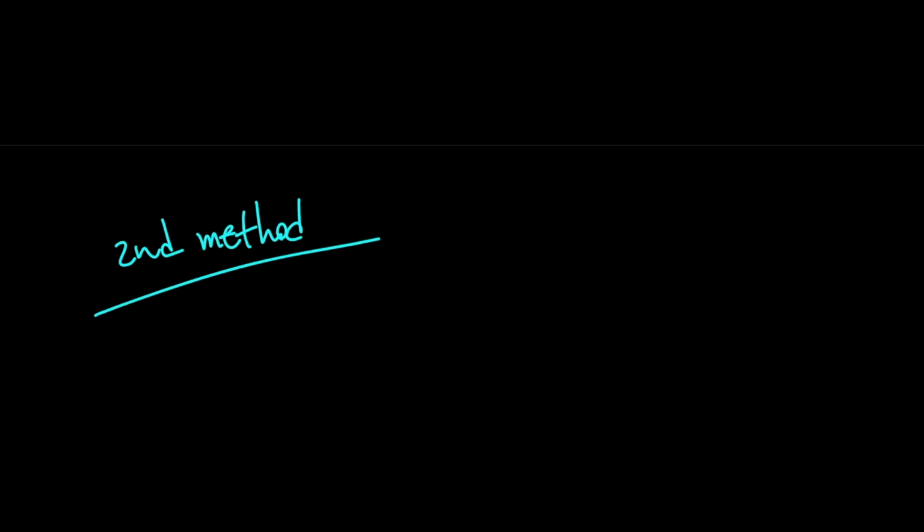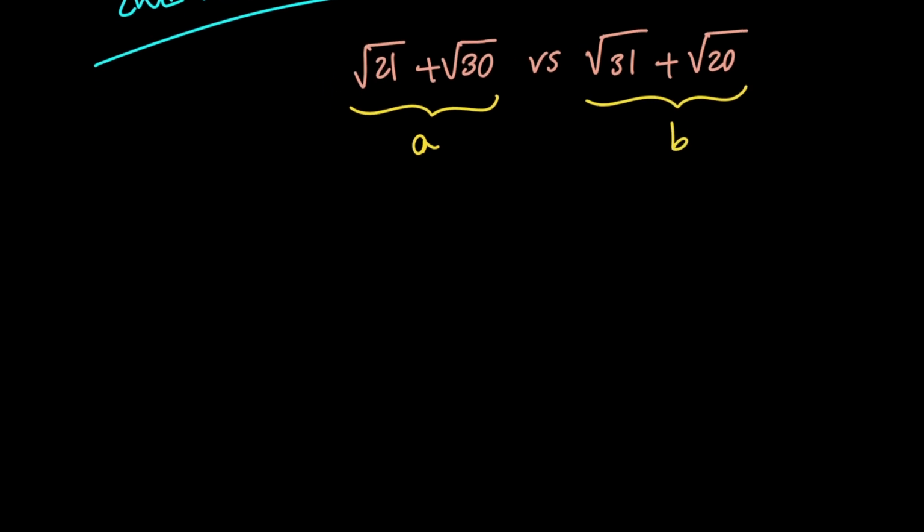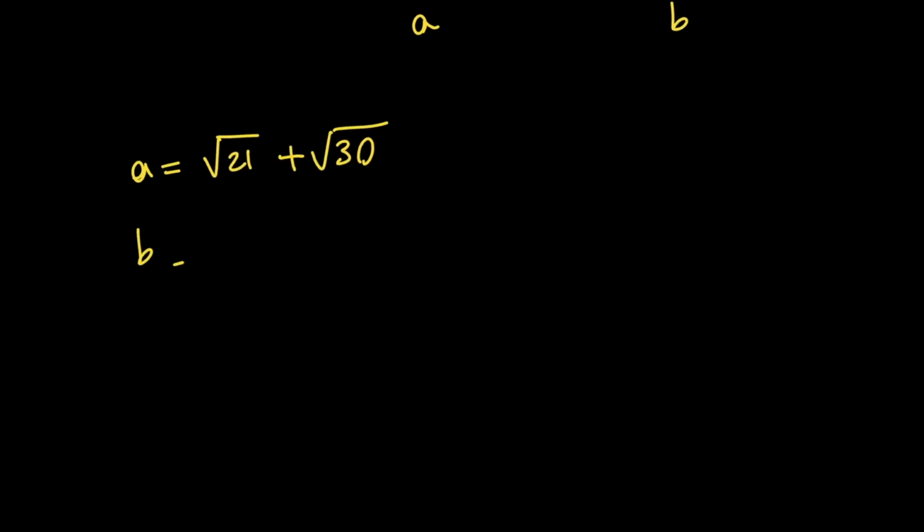Remember that we want to compare the square root of 21 plus the square root of 30 with the square root of 31 plus the square root of 20. Again, I'm going to go ahead and replace this with A and replace this with B. So A is root 21 plus root 30, and B is root 31 plus root 20.